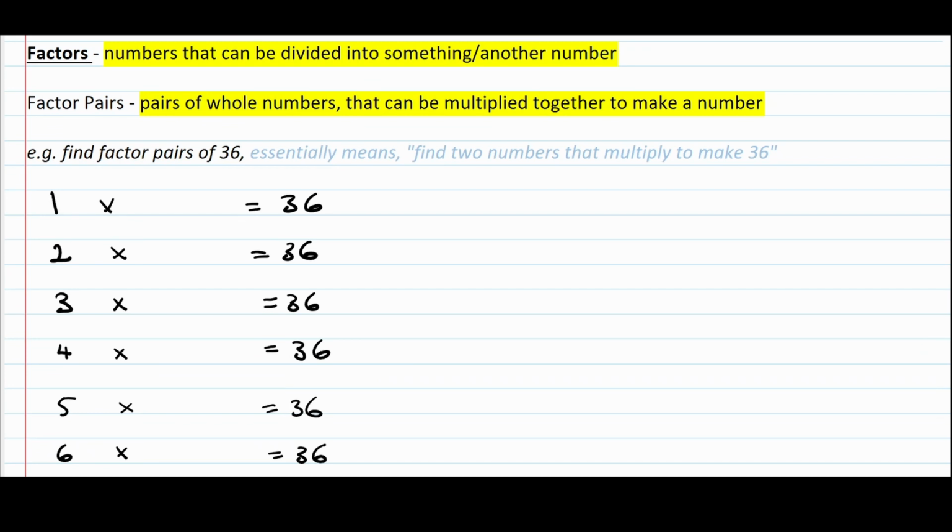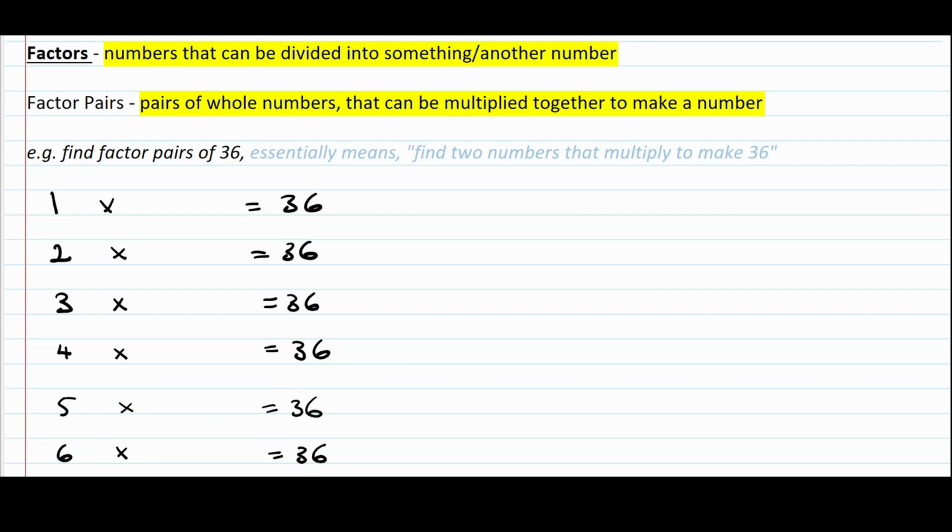If we look at this example, find the factor pairs of 36. Now that will be a question that you may be asked. Find the factor pairs of 36. Now, unlike multiples, when it comes to finding factors, there are almost always a limited number of factors of a number. Okay, unless your number is infinity itself, there will always be a limited number of factors. So this question, find factor pairs of 36, essentially means find two numbers that multiply to make 36.